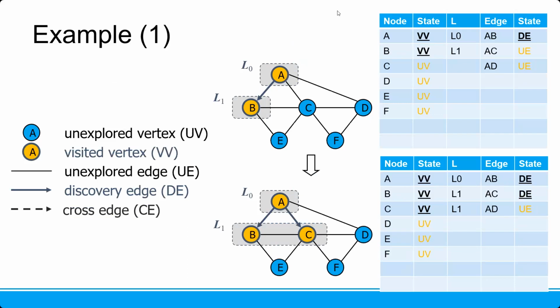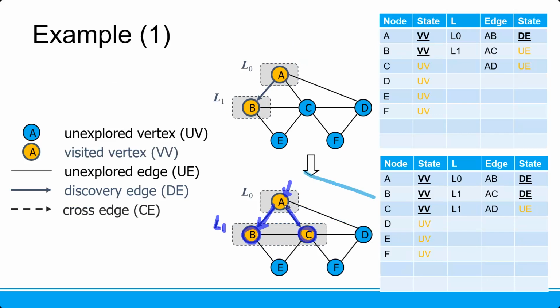Next, I will check the other incident edges from L0. L0 is A, and then I would like to explore L1. In L1, I have B. This is an incident edge, and then I have another incident edge going to C, and then another incident edge going to D.